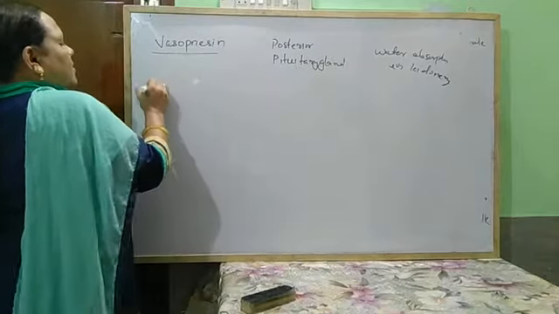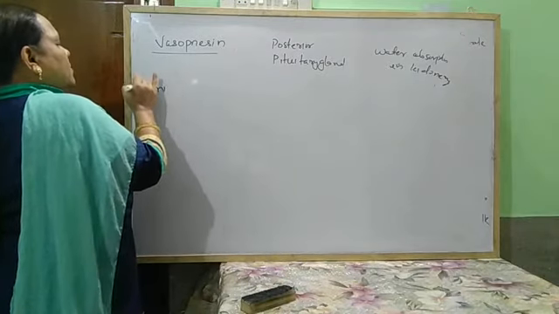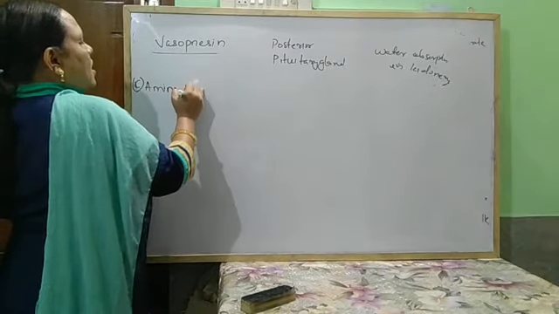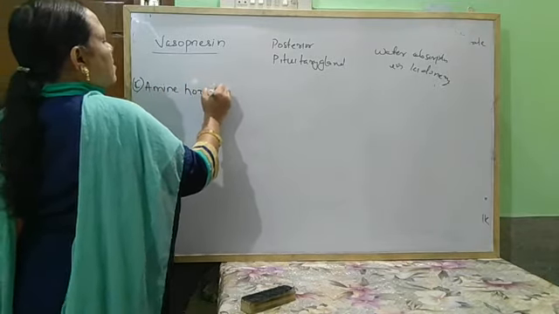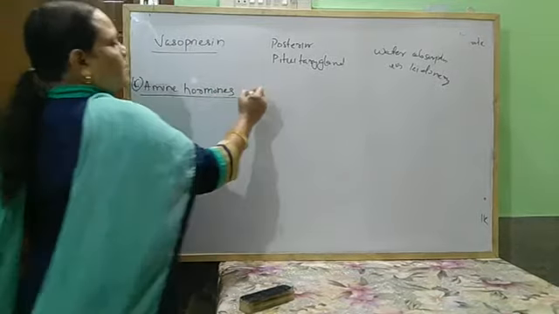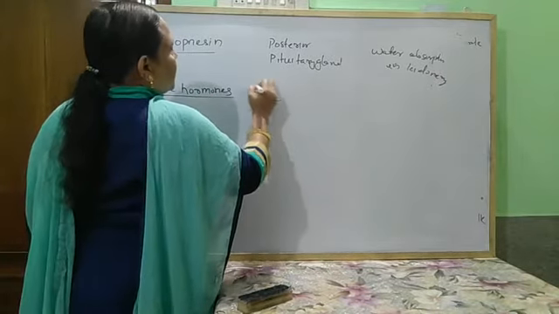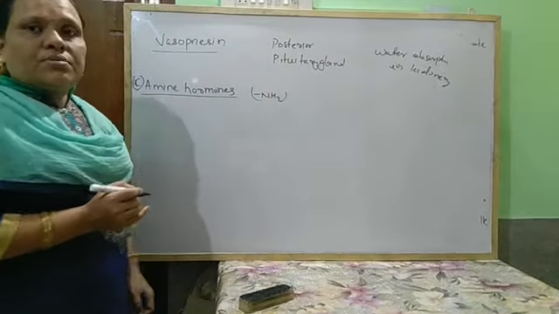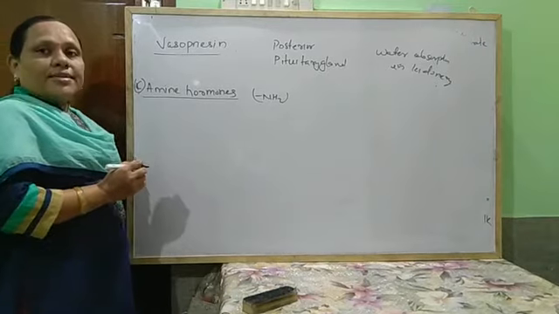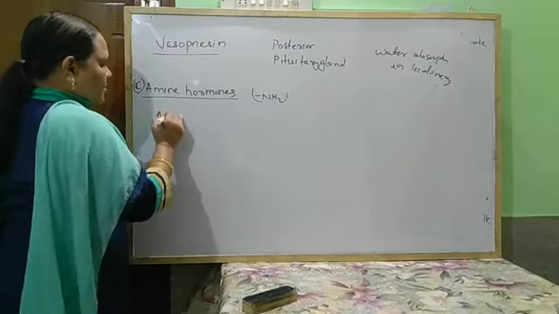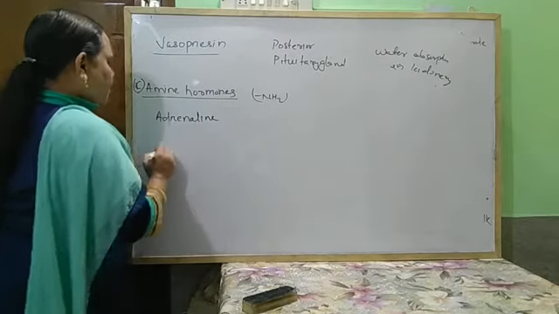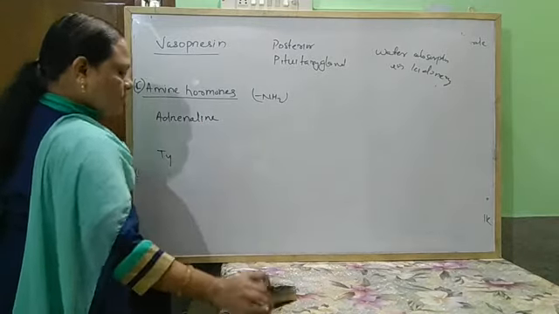Similarly, next are the amine hormones. Amine hormones contain the NH2 group. Examples of amine hormones are adrenaline and thyroxine.